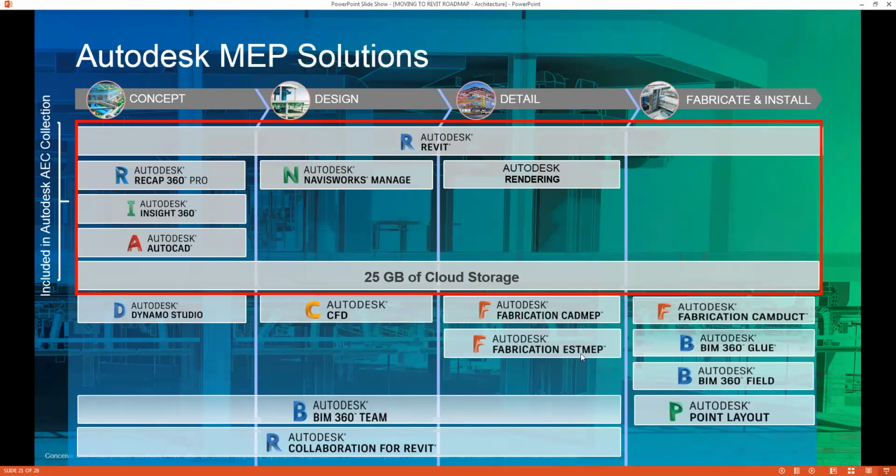And obviously, fabrication EST MEP has to do with estimating whatever you have designed here. So this too is an important upsell. You also need to understand in what.